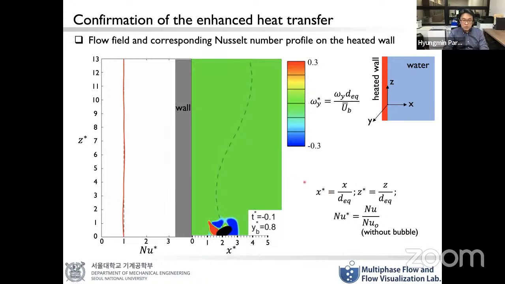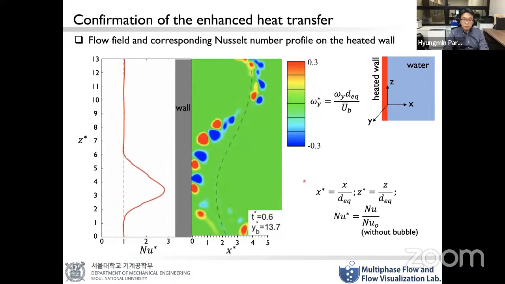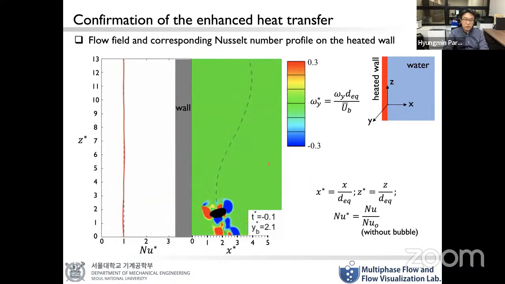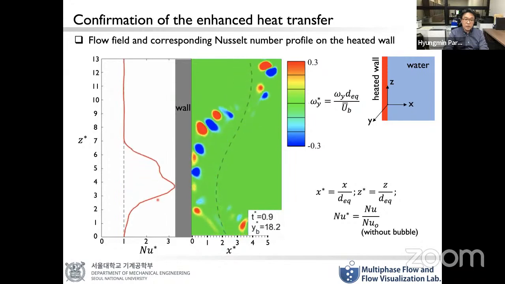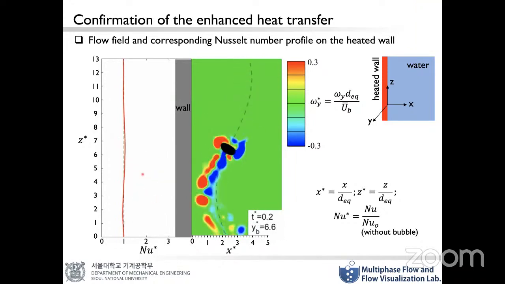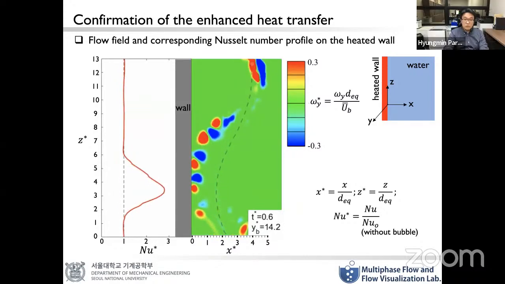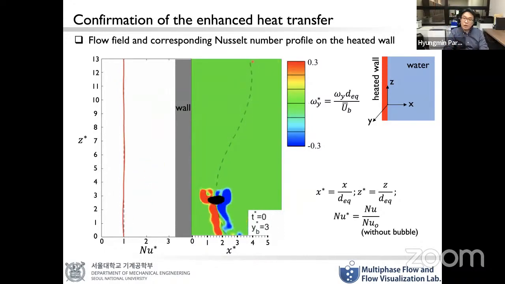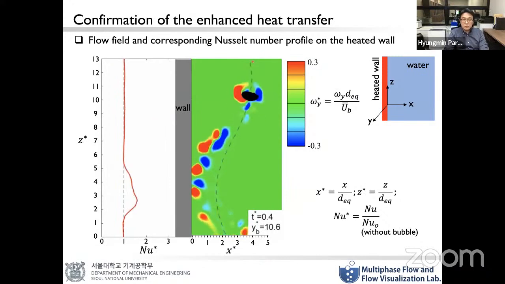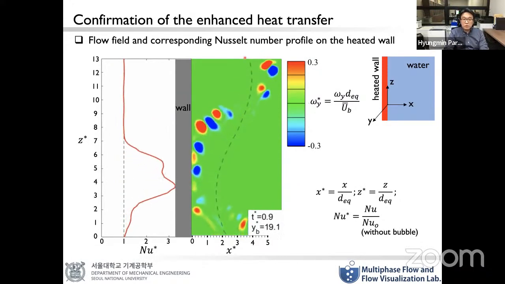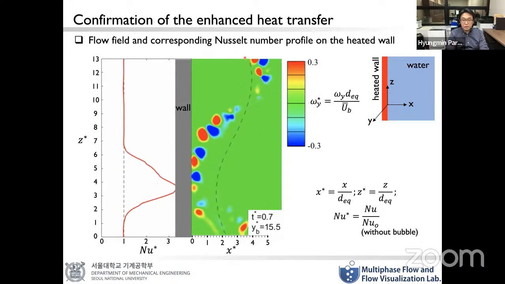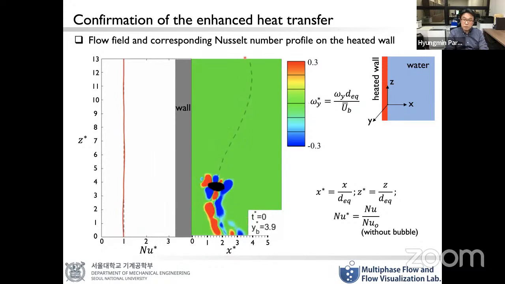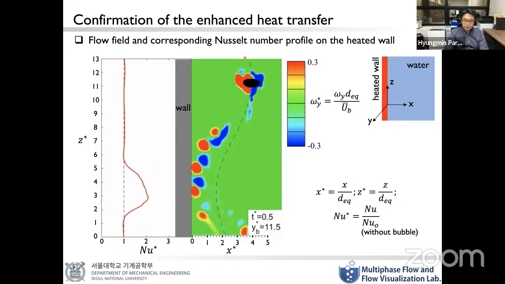As you can see, as the wake structure separated from the bubble attaches or interacts with the wall, the Nusselt number locally enhances significantly, and that can be sustained even after the bubble has gone away. So here we confirm that even with a very small single bubble, it is possible to achieve a significant enhancement of the heat transfer.